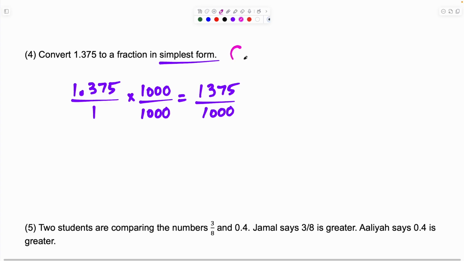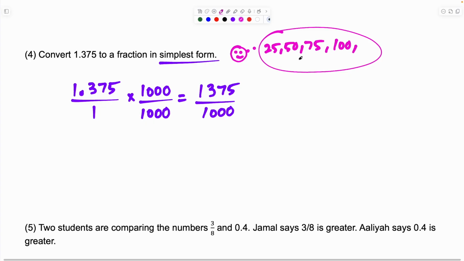Now, when I think about the multiples of 25, if we start counting by it, we get 25, 50, 75, 100, and then we get 125, 150. And you might notice the pattern here. The multiples of 25 either end in 25, 50, 75, or 2 zeros. So I know that these two numbers are divisible by 25. They also happen to be divisible by 125, but it's less obvious that they are, and it's probably easier here to start by dividing by 25 first.